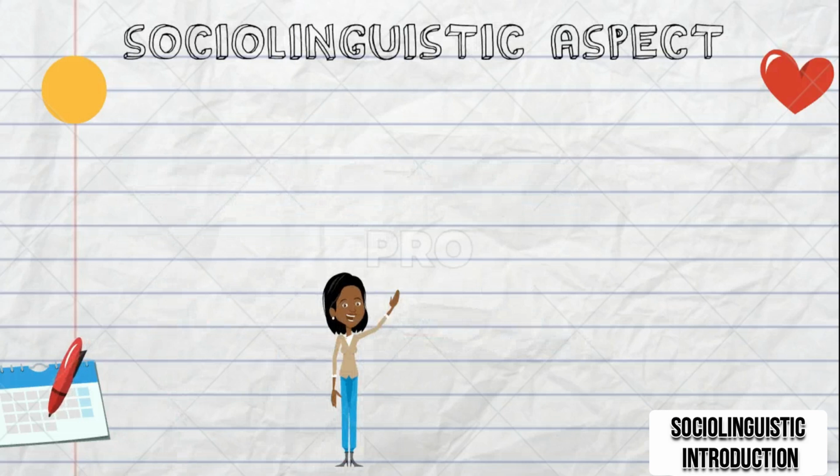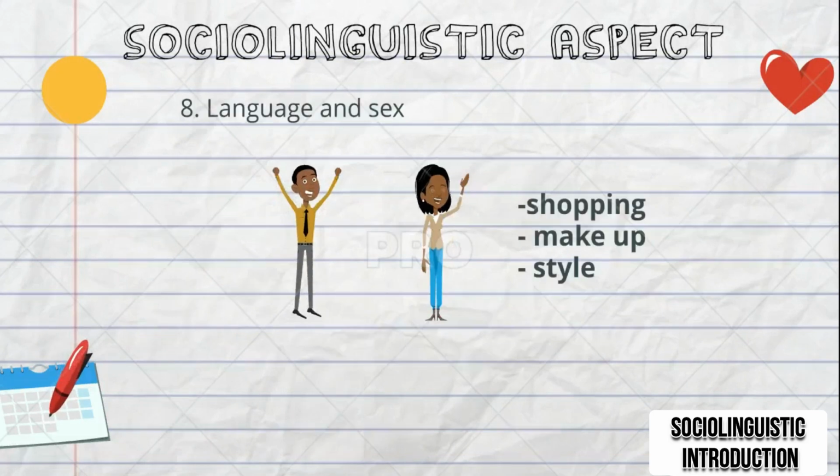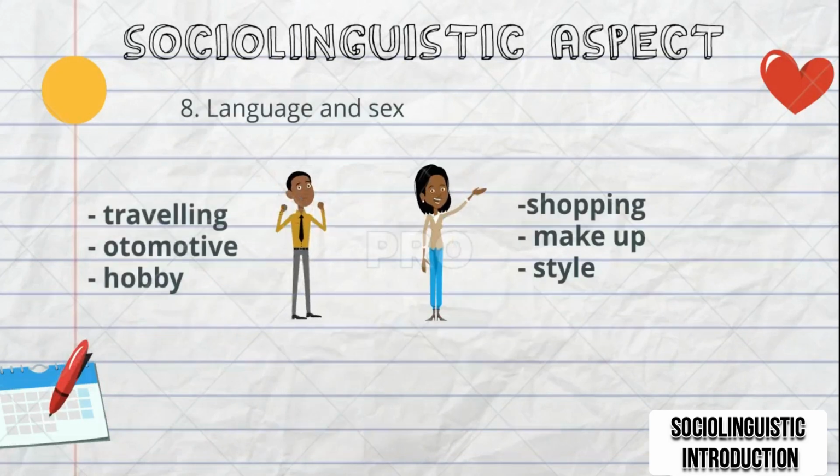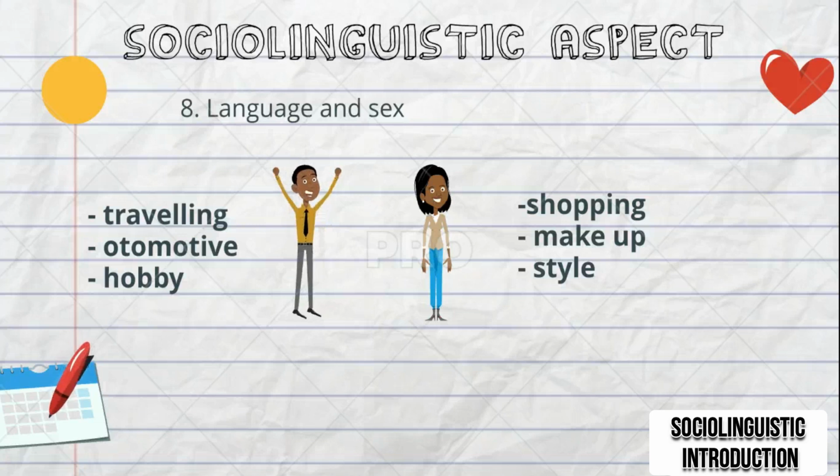Language and sex. The way people communicate in their language also depends on their gender. Female and male have different language to say something. For example, in communication, females usually talk about shopping, makeup, and style, but males like talking about traveling, automotive, and their hobbies.